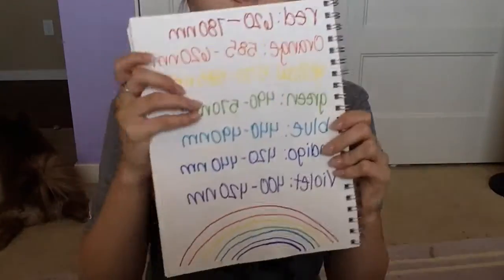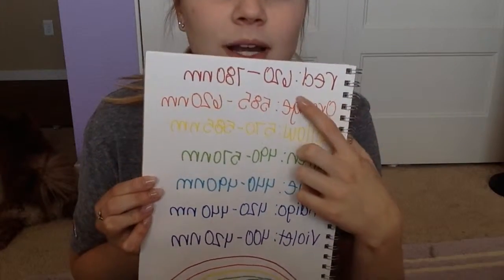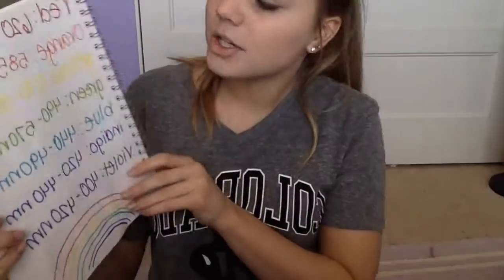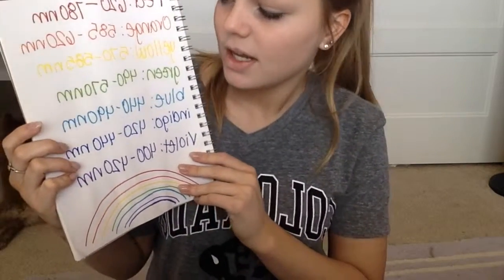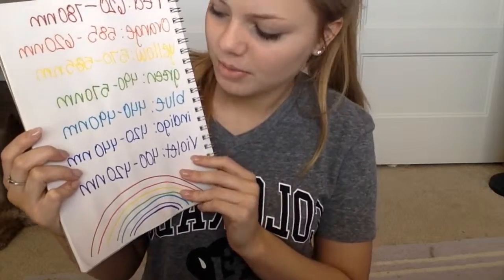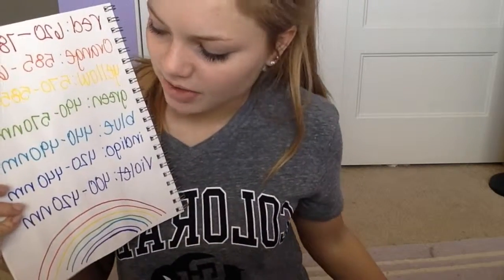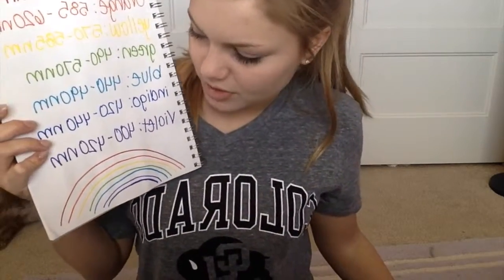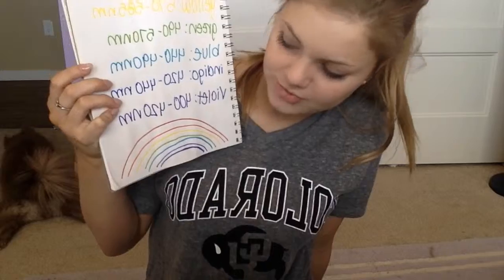So the visual spectrum of color ranges all the way from infrared light to ultraviolet. And the wavelength for each color is different, and it's measured in nanometers. So this is the wavelength for each color. Red is 620 to 780 nanometers, orange is 585 to 620 nanometers, yellow is 570 to 585 nanometers, green is 590 to 570 nanometers, blue is 440 to 490 nanometers, indigo is 420 to 440 nanometers, and violet is 400 to 420 nanometers.